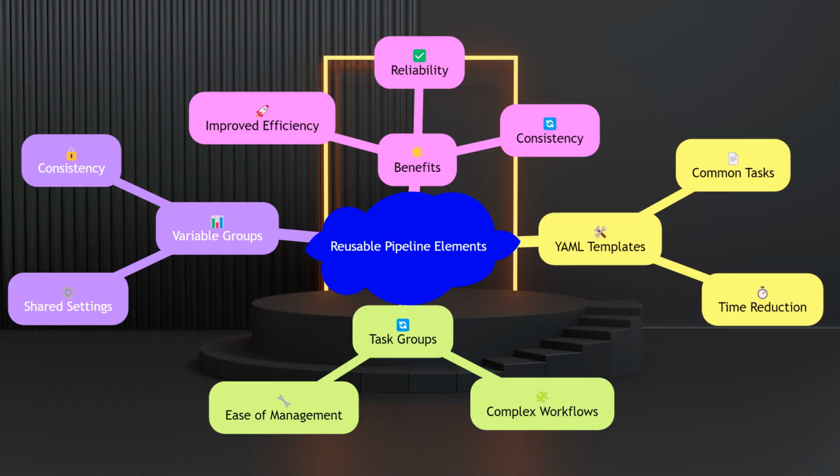Let's consider a case study where a development team successfully implemented reusable pipeline elements. By creating YAML templates for common tasks, task groups for complex workflows, and variable groups for shared settings, the team was able to significantly reduce the time and effort required to manage their pipelines. This not only improved efficiency, but also ensured consistency and reliability across their build and release processes.